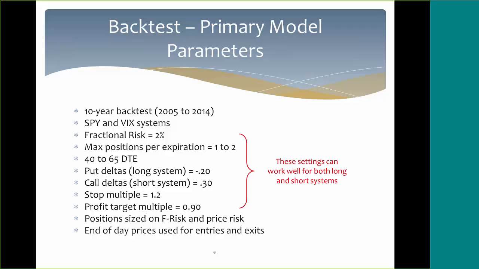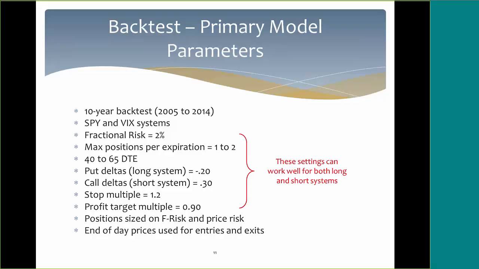So I have data going now from 2005 to 2014, so we can do a 10-year back test. And I'm, again, testing the SPY and the VIX. I'm using a 2% fractional risk. And for the runs that I'm going to do, I'm only limiting it to one position per expiration. I can run two. In all my testing, I found that it's good not to go over two, because then the risk gets higher with respect to concentration of positions within the same expiration.